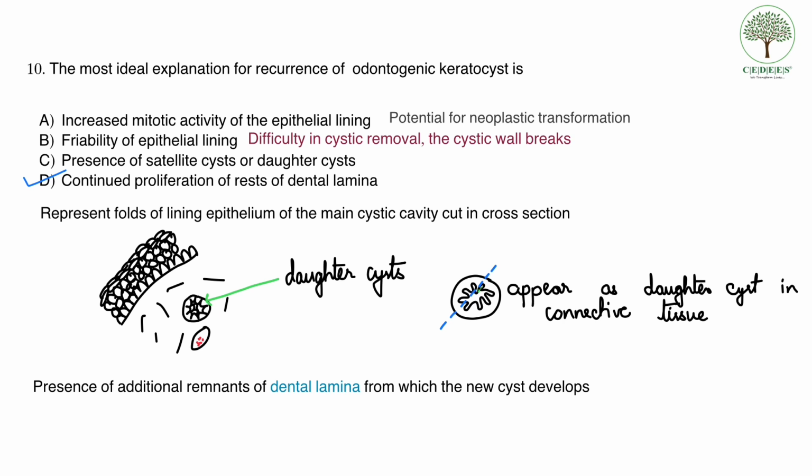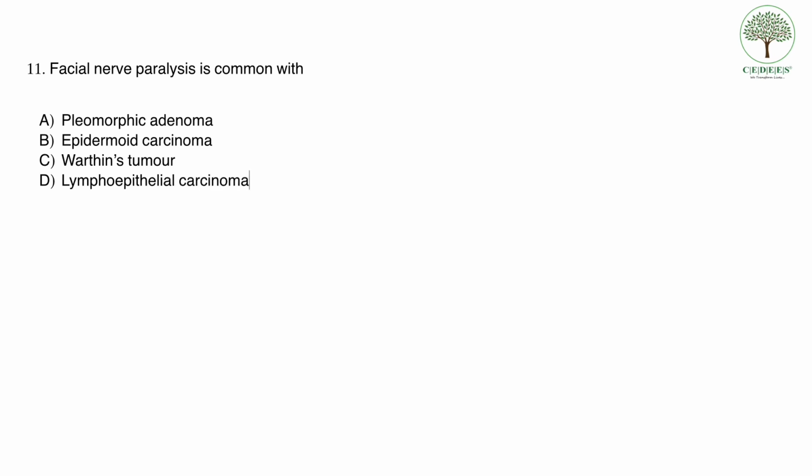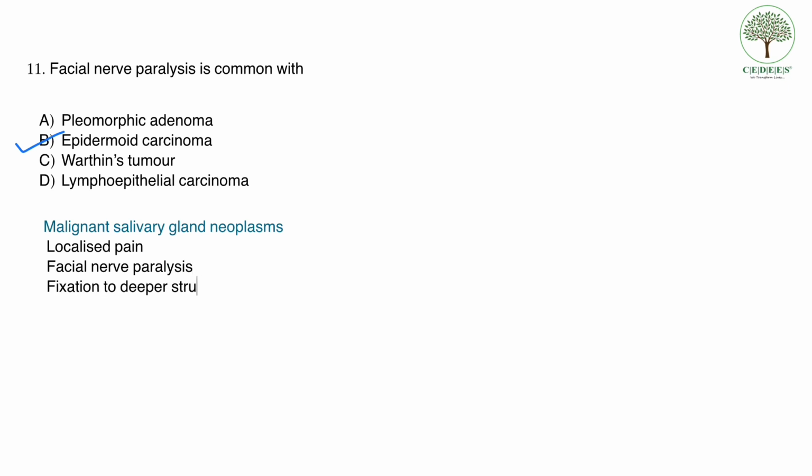Now the 11th question is, facial nerve paralysis is common with, and your options are option A, pleomorphic adenoma, option B, mucoepidermoid carcinoma, option C, Warthin's tumor, and option D, lymphoepithelial carcinoma. The correct answer here is going to be option B, mucoepidermoid carcinoma. Now look at the options. This is the only malignant neoplasm. So the malignant salivary gland neoplasms are known to cause local pain, facial nerve paralysis, fixation to deeper structures, and local invasion. So because of the options given, we'll go for mucoepidermoid carcinoma.